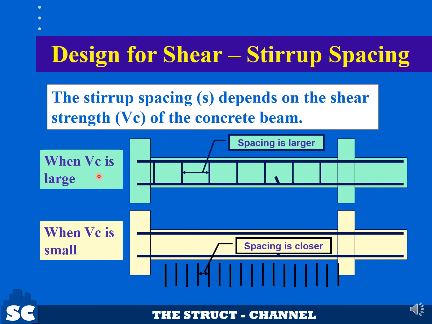If Vc is assumed large, then we will provide fewer stirrups, hence the spacing is larger. If the shear strength of the concrete is small, then we need to provide more stirrups, therefore the spacing is closer. So if you over-predict the value of the shear strength, wherein you provide larger spacing, it is possible that your design for shear will be unsafe.